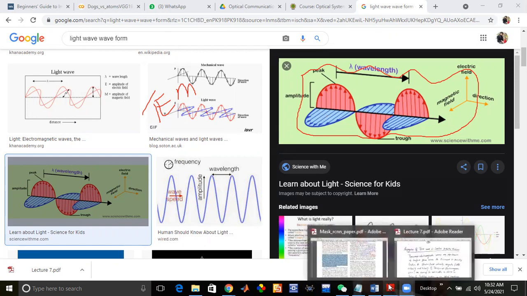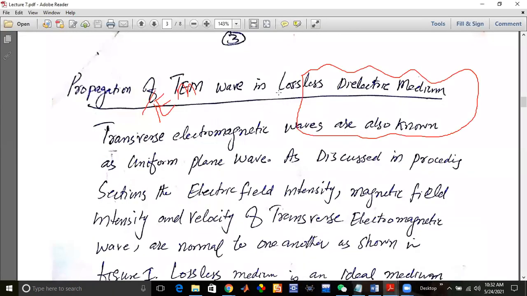This topic shows the derivation of the wave equation in the lossless dielectric medium. If someone asks you to derive the wave equation for the transverse electromagnetic wave in a lossless medium, we will follow this topic. So what is meant by transverse? Transverse electromagnetic waves are also known as uniform plane waves.